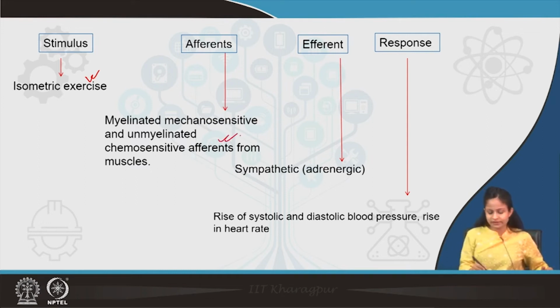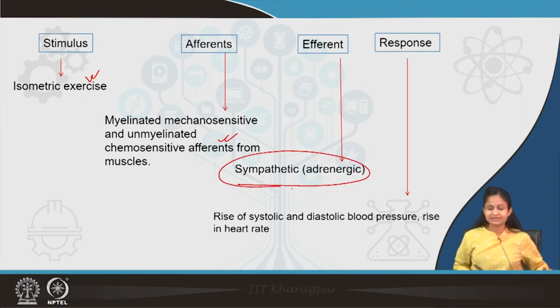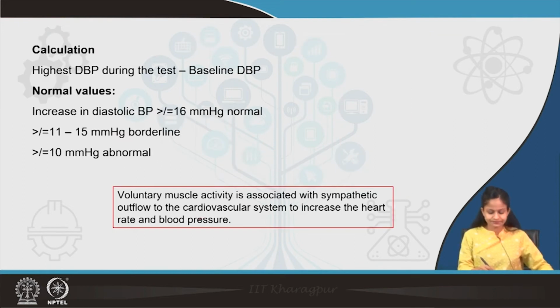The efferent over here is the adrenergic system, the sympathetic fibers. The Valsalva maneuver takes into account both the sympathetic as well as the parasympathetic domain, but the hand grip test usually takes the sympathetic domain, because isometric exercise is usually associated with sympathetic outflow. And the response over here is a rise in the diastolic blood pressure with an increase in the heart rate.